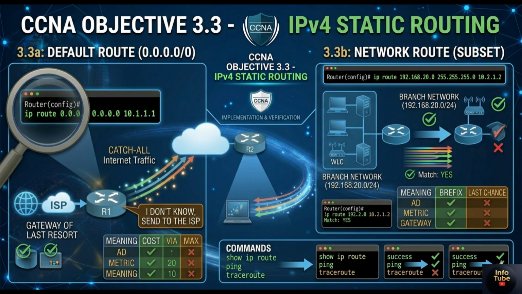3.3a, Default Route, the exit sign. A default route is the most common static route. It tells the router, if you get a packet and you have no idea where it goes, send it here. It is often called the gateway of last resort. On a Cisco router, it always looks like this: 0.0.0.0 0.0.0.0. The zeros mean any network with any mask.